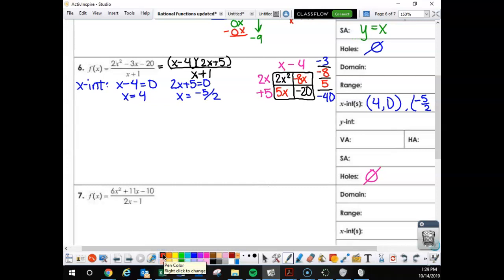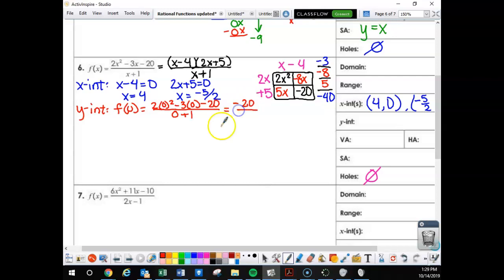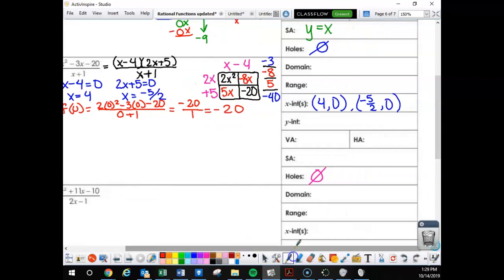The next is figuring out my y-intercept. So f of 0, so 2 times 0 squared minus 3 times 0 minus 20, all divided by 0 plus 1. So 0 minus 0 minus 20 is negative 20, and then 0 plus 1 is 1. So my y-intercept is negative 20. So 0, comma, negative 20.